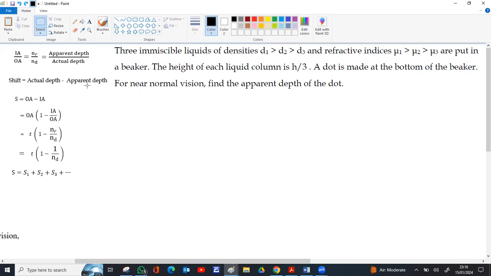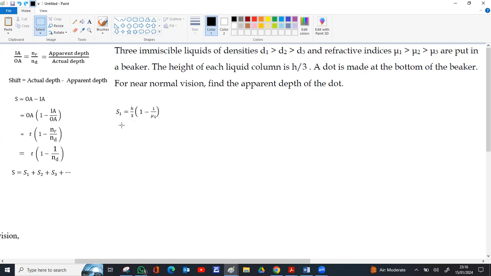So shift is actual depth minus apparent depth. Apparent depth will be equal to actual depth minus shift. Actual depth we already have. The actual depth of the entire media is h by 3 into 3, 3 times h by 3. For finding the shift, you need to find S1, S2, S3 and add all the shifts together. So for S1, the thickness will be h by 3 because each medium is h by 3, into 1 minus, assuming the second medium to be air, 1 by ND. ND is mu1. So S1 equals h by 3 into 1 minus 1 by mu1.